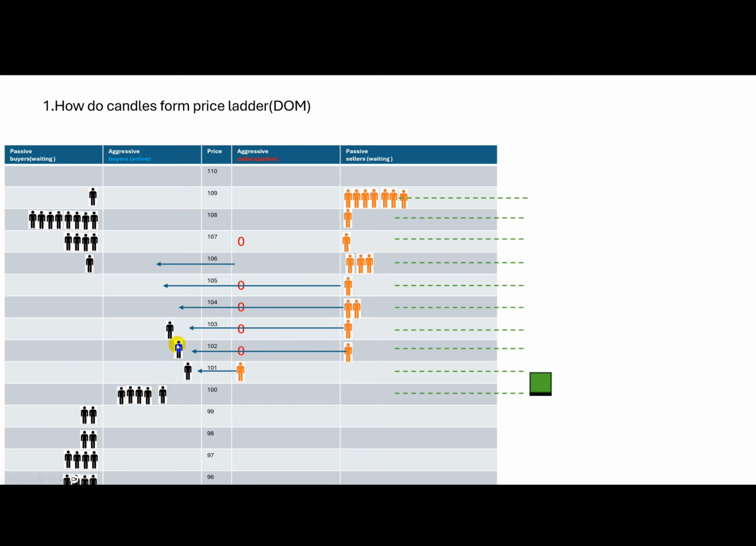So we have two active buyers, but because we don't have enough active sellers here, these active buyers need to negotiate with this passive seller who's waiting here to sell at price 102. One of them is negotiating with this one, and another is negotiating with this passive seller, because we don't have an active seller. Now these three people are done with their business, and it is their turn to come up.